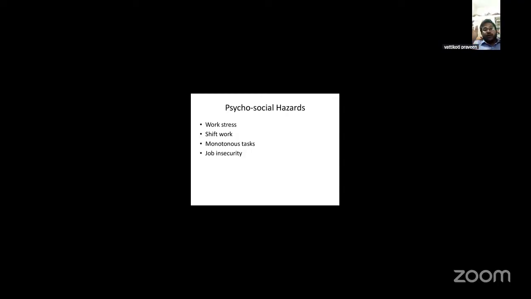These are psychosocial hazards. What are the effects of psychosocial hazards? They affect the mental, emotional, and physical health of the workers. Prolonged exposure to stress, job insecurity, and poor working conditions can lead to several health and behavioral problems. Major effects of fatigue: continuous stress and long working hours cause physical and mental exhaustion.